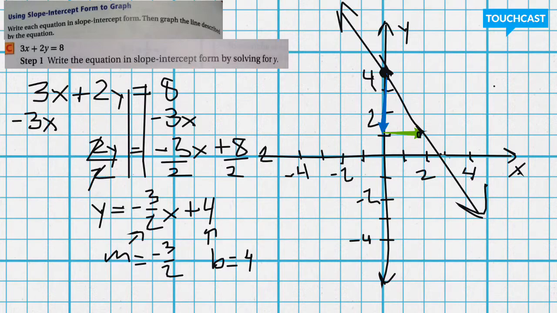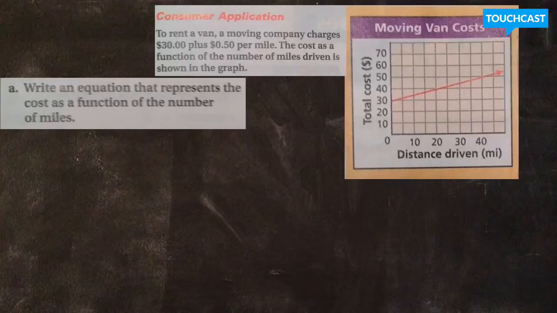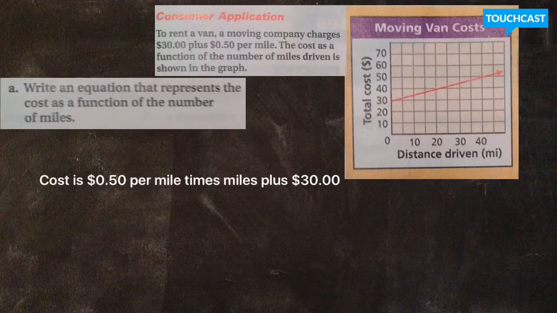So let's move on to our last example, example 4. Alright, so to rent a van, a moving company charges $30 plus 50 cents per mile driven. The cost as a function of the number of miles driven is shown by the following graph. We need to first write an equation that represents the cost as a function of the number of miles. So let's start by writing a little sentence for ourselves to understand what's being asked. So the cost is 50 cents per mile driven times the number of miles plus $30. So we can now write that in an equation.